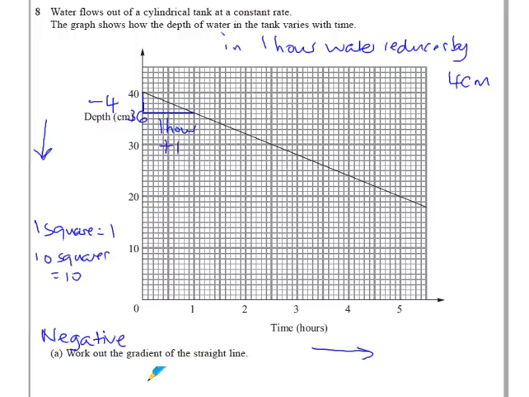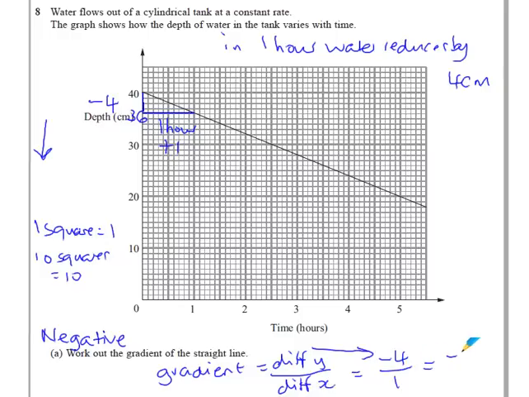So my gradient is my difference in my y value divided by my difference in my x value. So the gradient is equal to the difference in the y divided by the difference in the x, which is equal to minus 4 divided by 1, which is minus 4, and that is my gradient.